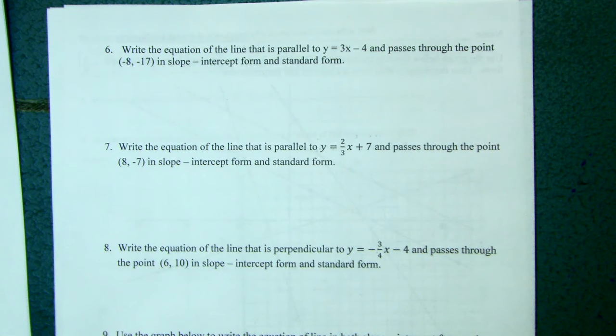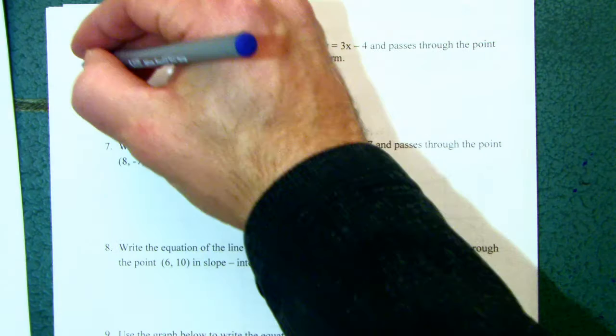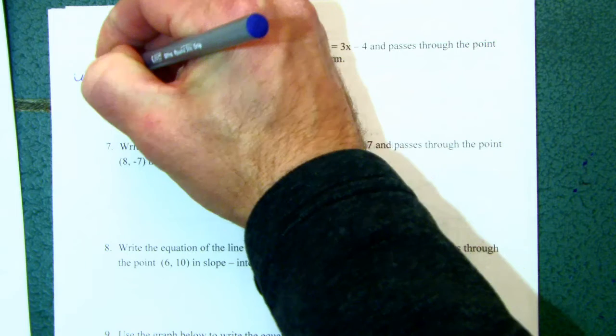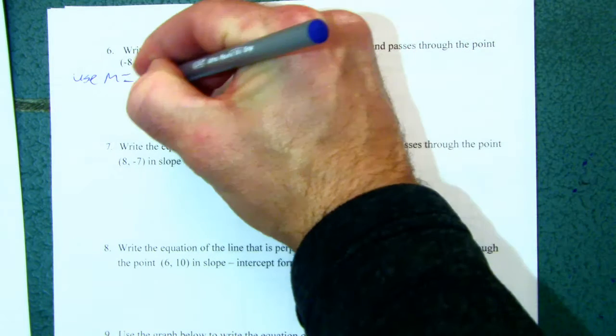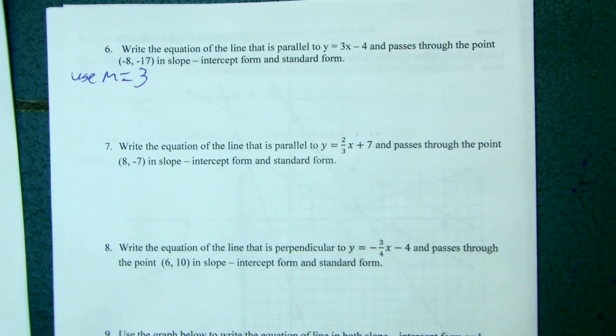All right, so moving on here, we want to write the equation of the line that's parallel to y equals 3x minus 4 and passes through the point negative 8, negative 17, in both slope-intercept and standard. Let's do slope-intercept first. So parallel line, same slope. We're going to use a slope of 3. We just got to figure out our y-intercept now.